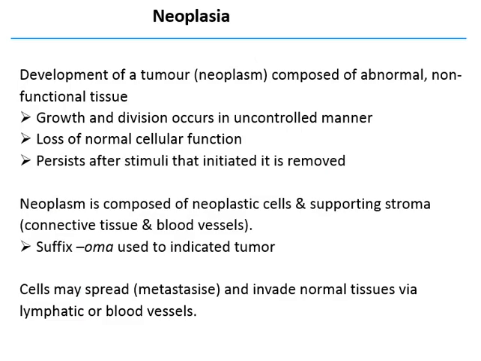So, neoplasia, that is, tumours. All neoplasia have abnormal, non-functional tissue. Other key features of neoplasia are that the growth is occurring in an uncontrolled manner, and there is a loss of normal cellular function. Tumours will have two basic components to them. They'll have the neoplastic cells, and they'll also have a supporting stroma, which is composed primarily of connective tissue and blood vessels. The suffix "oma" is used to indicate a tumour.